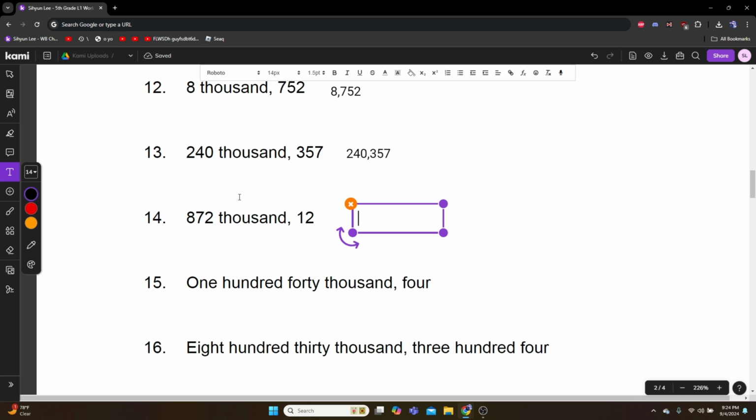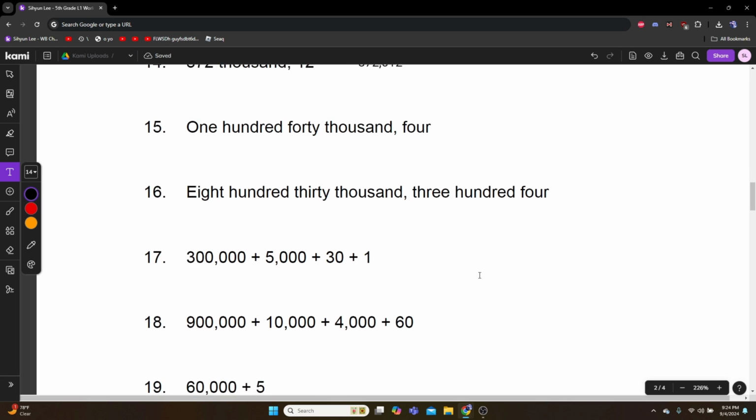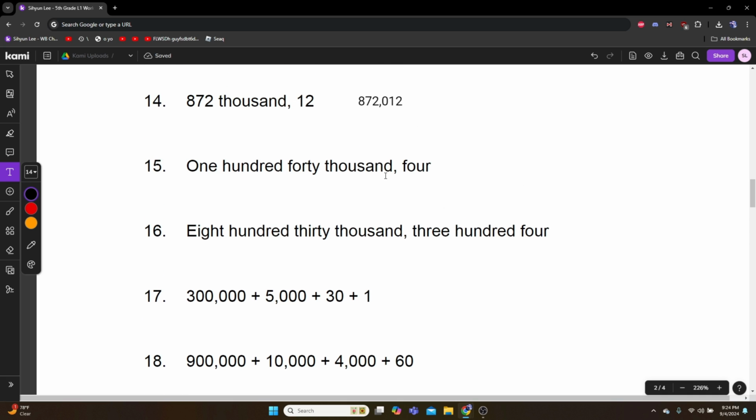Same thing, 872,000, comma. But then, since it's just a 12, we don't write 12 here like this. Since this is in the ones and the tens, and the hundreds is just 0, then we would just add a 0 here. So 0, 1, 2. For 15, 140,004. So 140,000. So we know 140, comma, and then if it's just 4, that means the tens and the hundreds are empty, so 004.